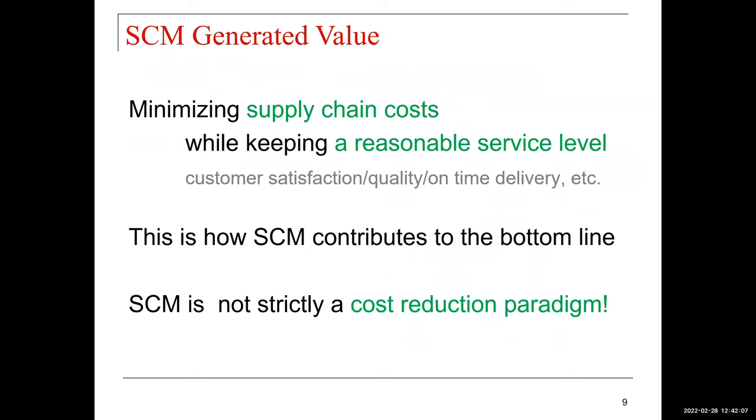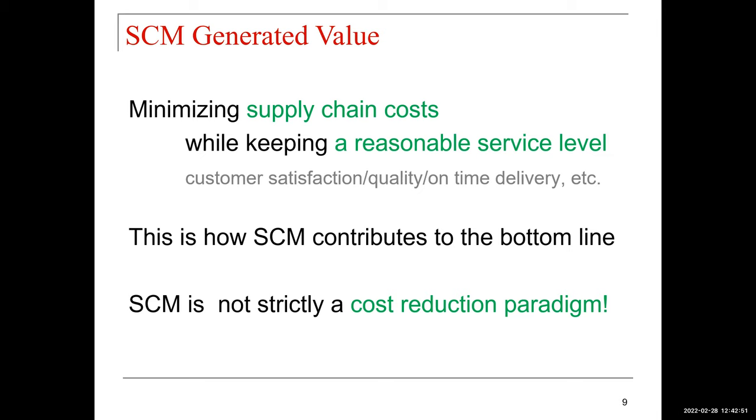So, generated value for supply chains. We want to minimize supply chain costs while keeping a reasonable service level in terms of customer satisfaction, quality, and on-time delivery, right? So you want to make sure that, I mean, you want to be efficient, but at the same time, you want to keep your customer happy. So if you cross that line, then you'll be in trouble. So our goal as managers is to minimize the supply chain cost, but making sure that we have a good, reasonable service level for our buyers, we can deliver on time, and we deliver a good product.